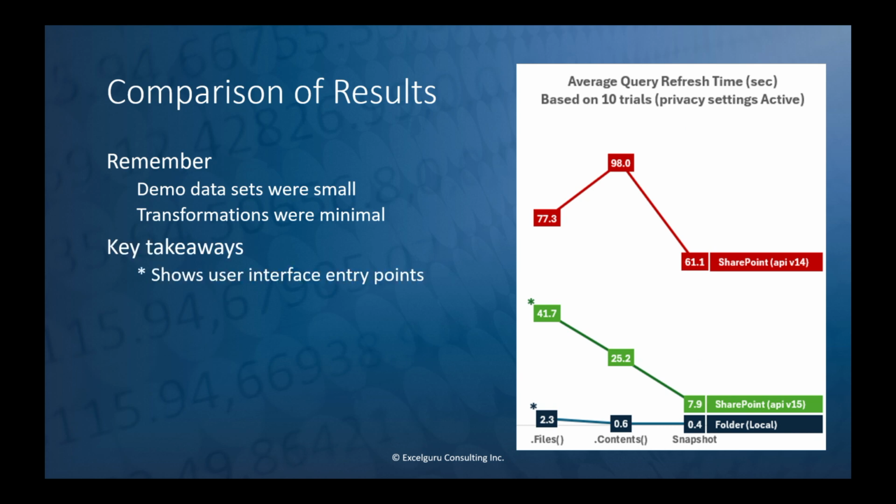Some of the key takeaways here, as I say, the asterisks show user interface points. .contents is usually faster than .files. If you find that it is horrendously slow and seems worse, check if you've forgotten that API key on the end of it. Make sure that API 15 is being used. Transforms are expensive. They cost a lot of compute resources. When they're coming from SharePoint, they have to be streamed down to you with the data as well. There's latency and network connections. You want to try and avoid those as much as you can to really get the best performance out of the system.